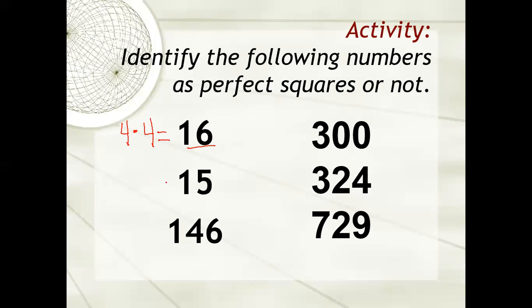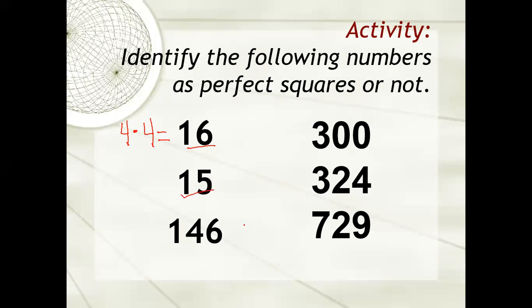How about 15? Is 15 a perfect square number? You're right. It's not an example of a perfect square number. Why? Because we cannot think of a factor of 15 that when you multiply it by itself once, it will give you a product of 15. Therefore, 15 is not a perfect square number.